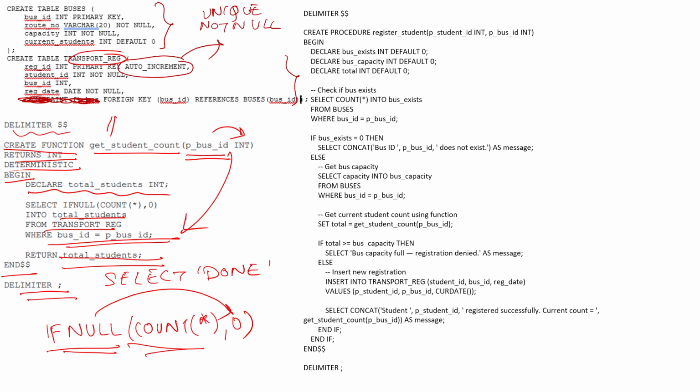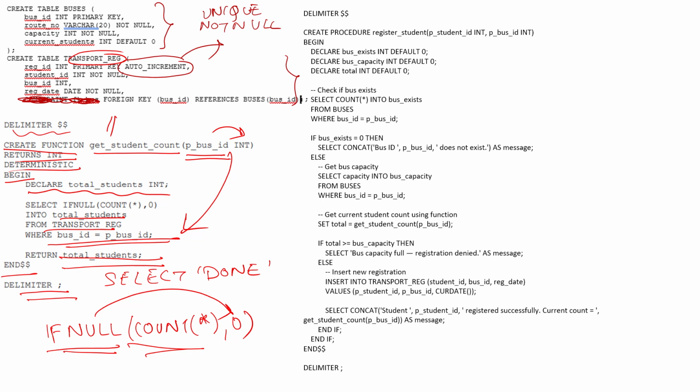Next, delimiter. So let's read the question. Create a procedure named register_student with student ID and bus ID, to insert a record. The register date should be the current date, and if a bus ID does not exist, it should display an error message. We'll be seeing that. Before inserting, compare the current count with the bus capacity. If the capacity is full, show that the bus capacity is full.